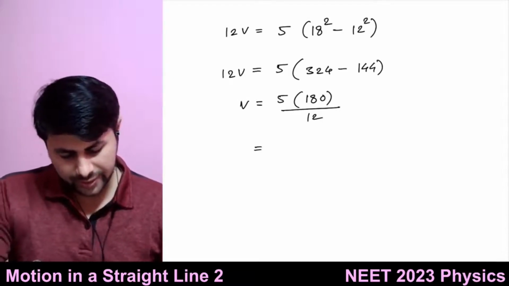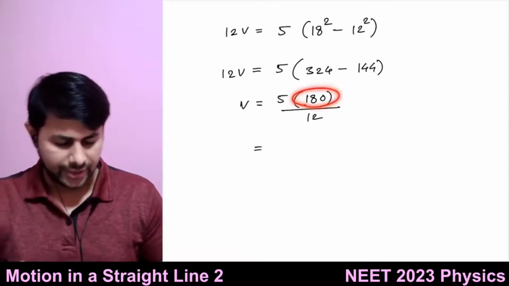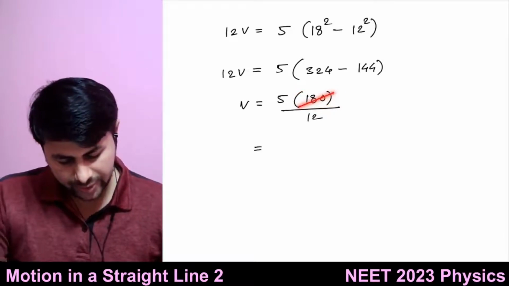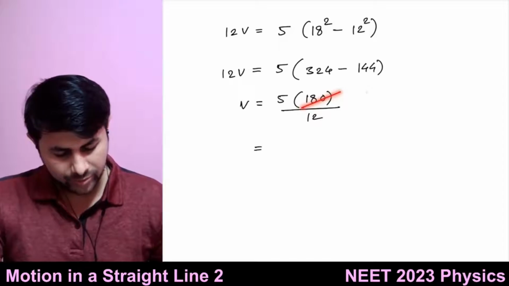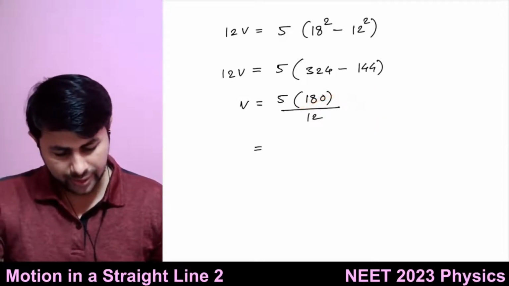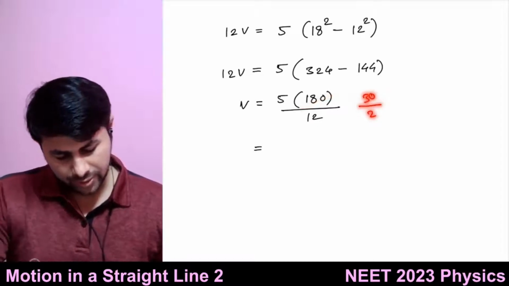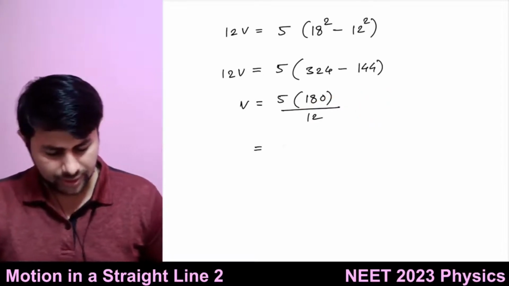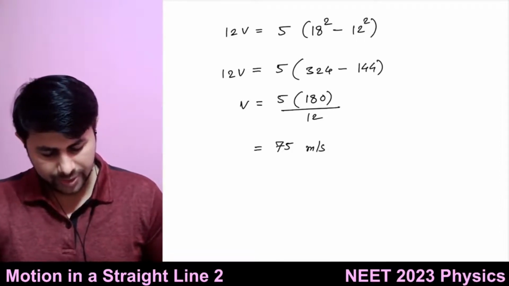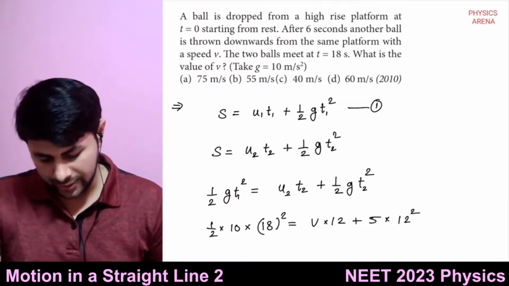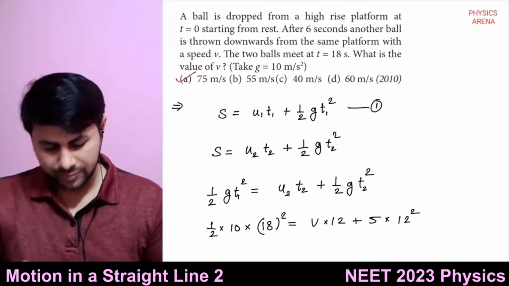So what is that? 180 divided by 12. We can divide by 6, so this will be how much? 30 divided by 2, that's 15. 15 times 5 is 75. So 75 meters per second must be its velocity. Yes, option A is the answer. So simple.